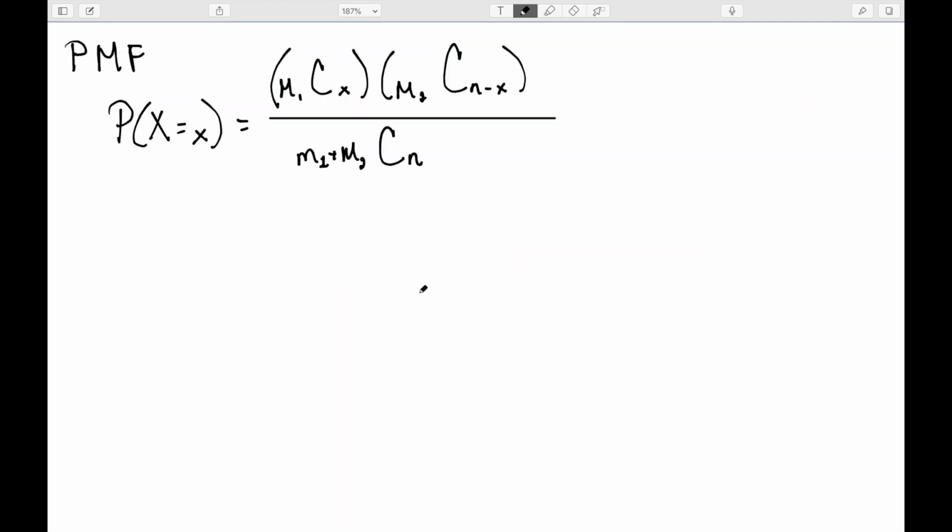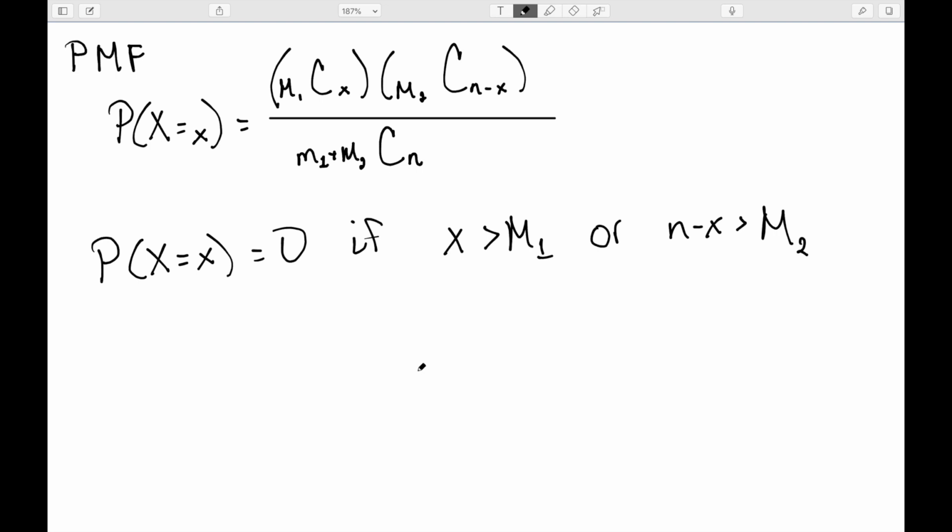So the PMF, the probability of x, is equal to combination m1 choose x, m2 choose n minus x, all over m1 plus m2 choose n. And we say the probability is 0 if x is greater than m1 or n minus x is greater than m2.